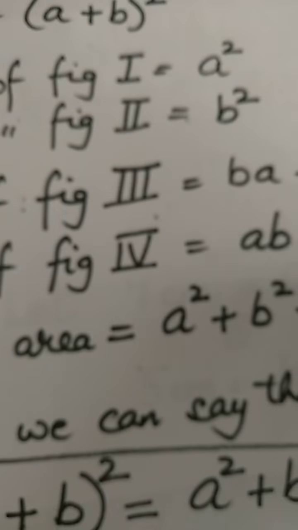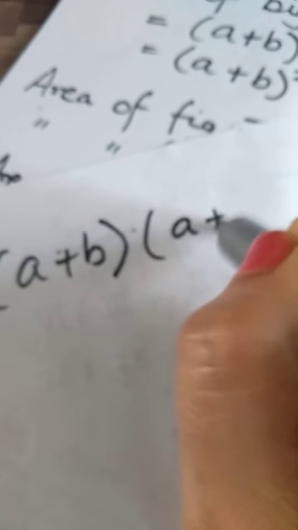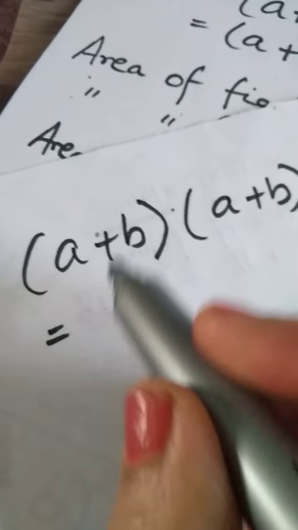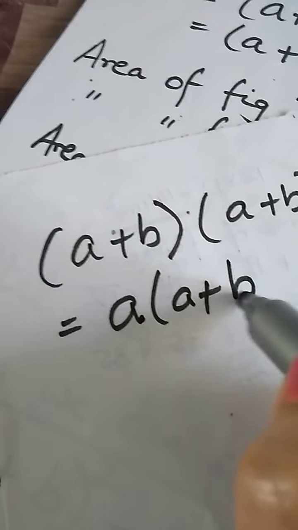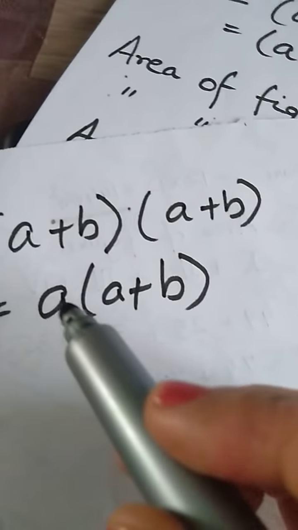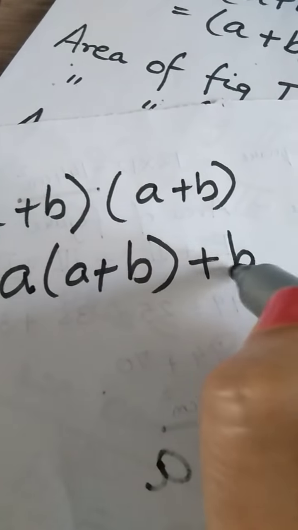Now you can also derive this. A plus B the whole square is equal to, you have learned algebra multiplication. A plus B the whole square means what? A plus B into A plus B. Now multiply this. You have learned the steps. The first bracket breaks: A into A plus B, and each term of the first bracket is multiplied with the second bracket. A multiplied by A plus B and plus B multiplied by A plus B.